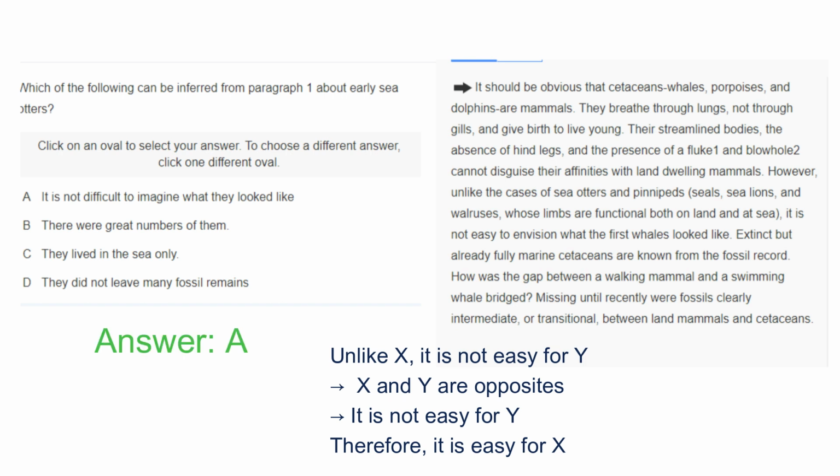B, there were great numbers of them. C, they lived in the sea only. D, they did not leave many fossil remains.